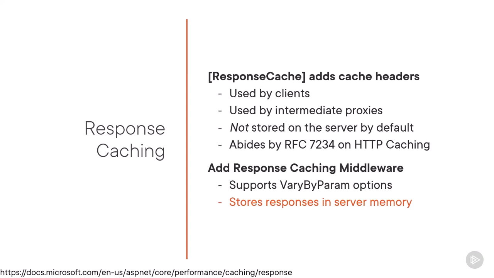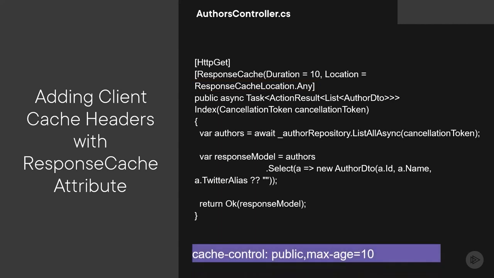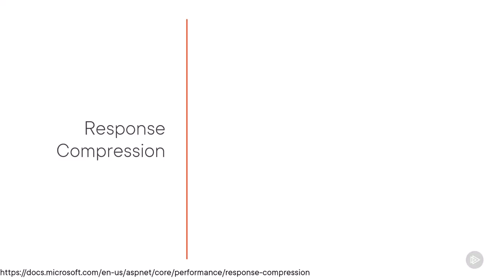multi-server deployment environment. The response cache attribute can be added to any controller action to enable ASP.NET Core to add response headers with cache information. In this case, the duration is set to 10 and the location to any, resulting in a header that looks like this, specifying cache control of public with a max age of 10, and this is 10 seconds. Clients and intermediate proxies can use this header to determine whether a response can or should be cached and for how long. You should consider whether and how your API will leverage response compression.